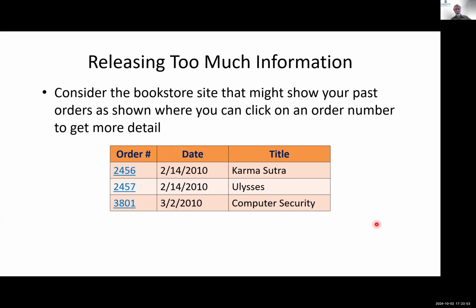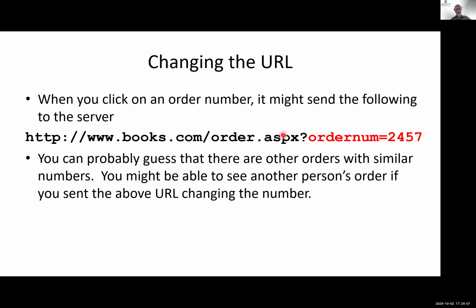Another thing you might show is, look at this. We have different book orders. We have 2456, 2457, 3801. Whatever happened to 2458? So you could go out there and change the order number. It wasn't your order, it's somebody else's order. Let's see what information we get by somebody else's order. You might be able to change their delivery address to deliver it to you.